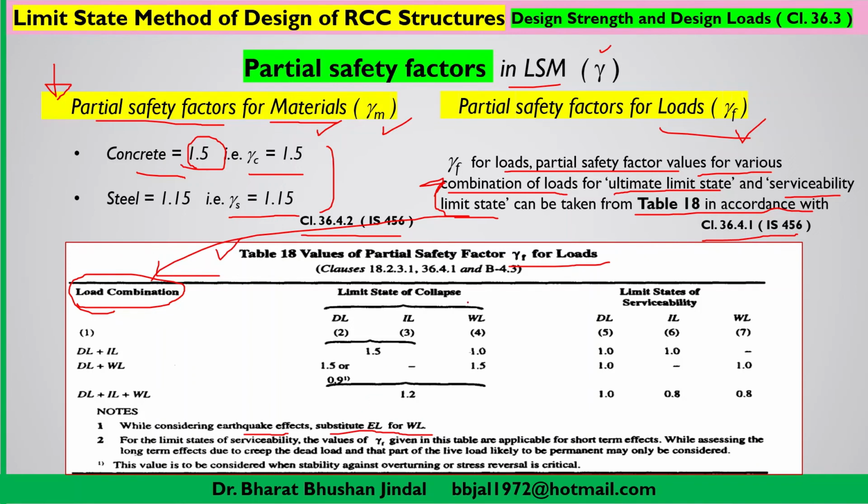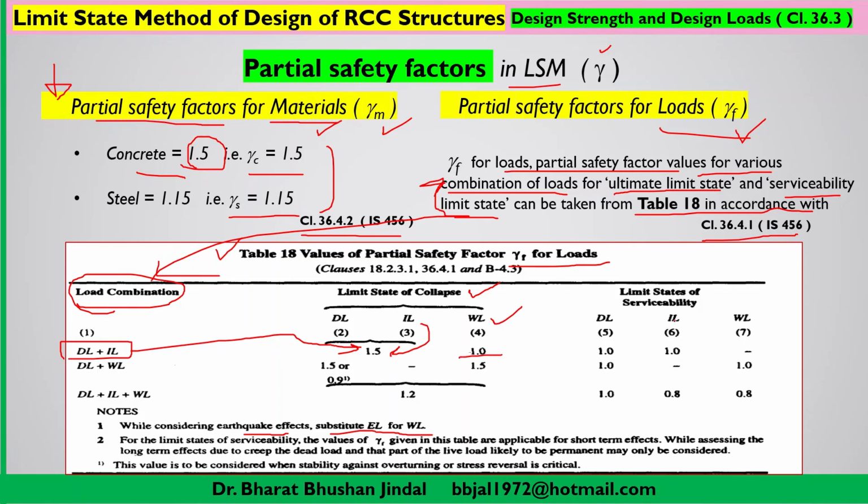Now in the second column you can see that these are the values of partial safety factor for limit state of collapse, which we have termed as ultimate limit state. So dead load, imposed load. If you take into consideration the first combination of loads, that is dead load plus imposed load, then you have to take this value. That means for dead load, partial safety factor gamma F is 1.5, and for imposed load it is also 1.5. And if we are taking into consideration wind load, then partial safety factor we will take 1.0.